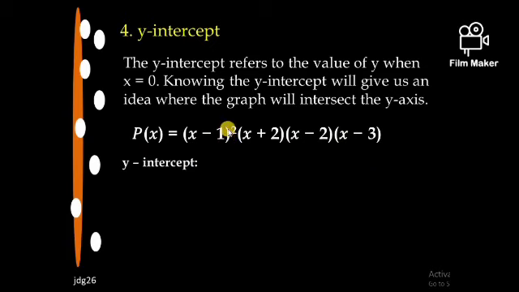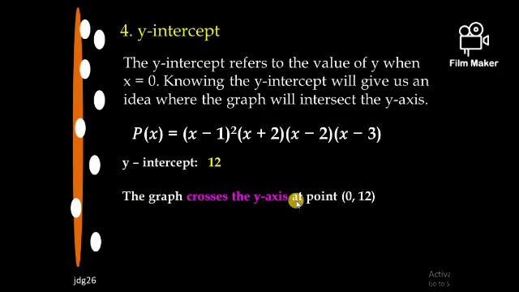So, multiply lang natin yan. So, dito, negative 1, kung kasama natin yung sign niya. So, negative 1, pero dahil naka-square siya, multiply natin sa sarili niya. So, negative 1 times negative 1 is positive 1. Then, multiply natin dito sa positive 2. So, we have positive 2. Multiply ulit natin sa negative 2. So, it is negative 4 times negative 3. So, we have positive 12. And y-intercept is equal to positive 12. So, ano ang ibig sabihin nito? The graph crosses the y-axis at point 0, 12.